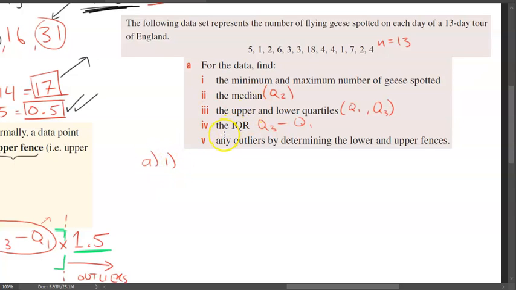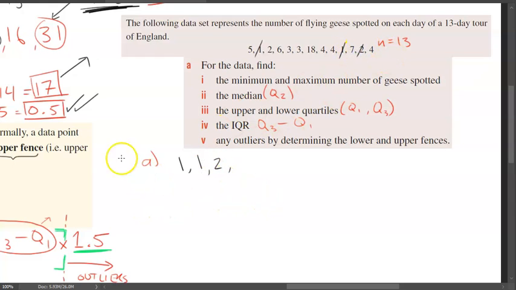For now, the minimum and maximum value of the geese spotted. I'm not really going to do that yet. I'm going to put these numbers from smallest to largest first, because that's going to help us determine the other questions. Obviously we can tell what the minimum and maximum is, but I want to put this in order from smallest to largest. How I do this is I look for the smallest number, which is 1, and then I cross it off. And I keep doing this until all digits are done.